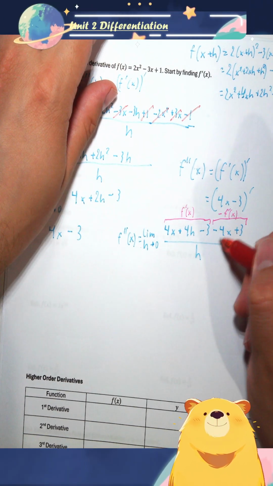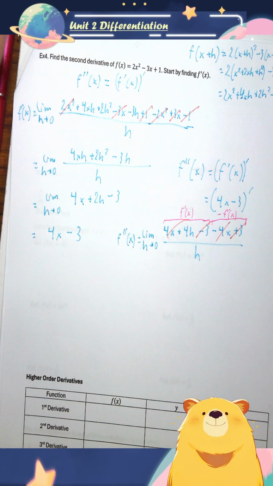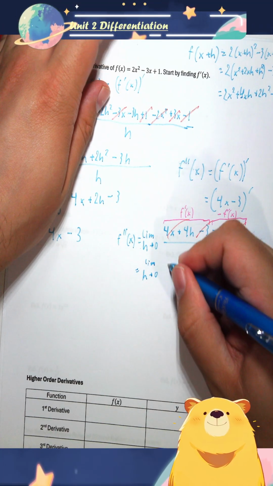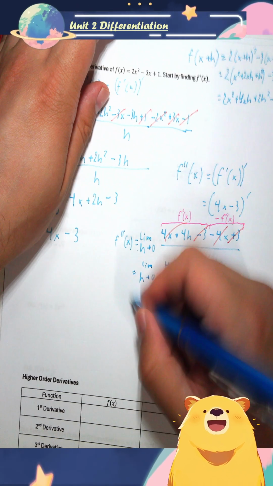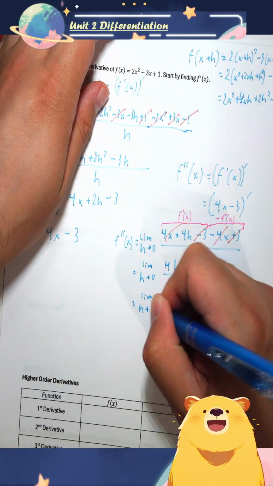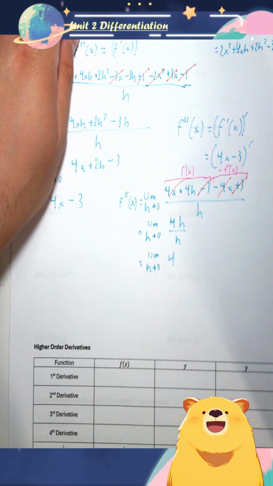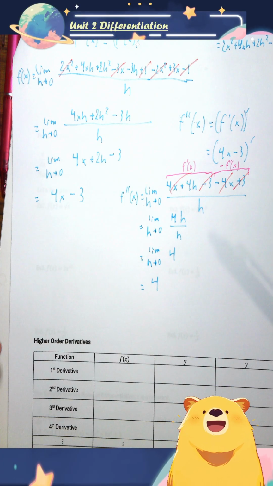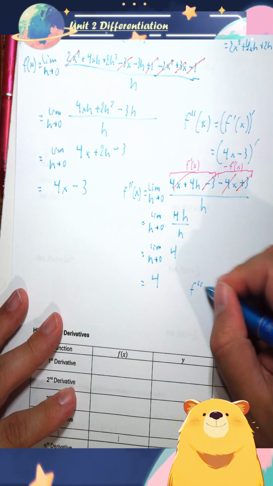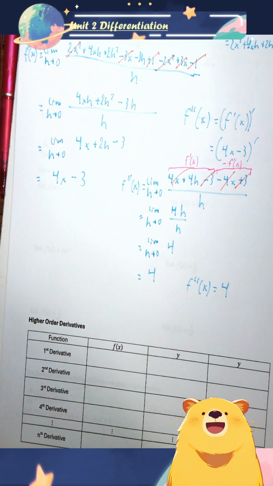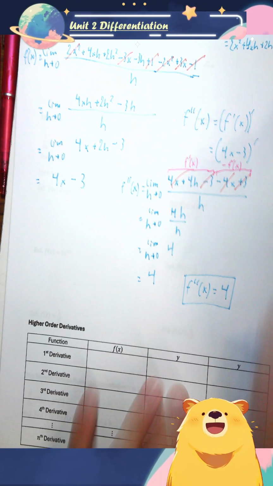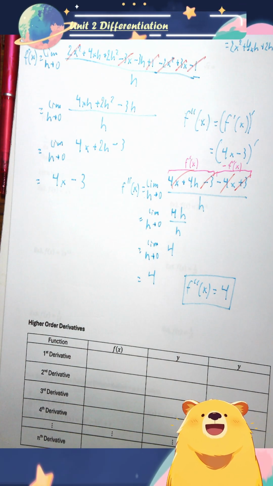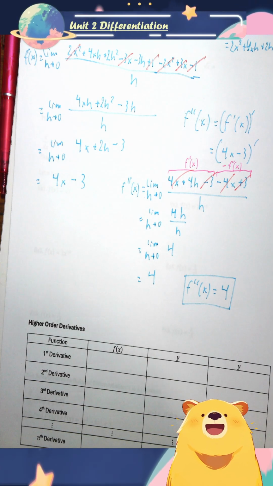We see here that these guys cancel out, and we're left with something really plain. 4h over h, the h's cancel out, and it became a constant function, so the limit is just trivial, it's 4. So the second derivative of this function is 4. Now, recall the technicality that a derivative can be a constant function. So this is goofy looking, sure, but it's not implausible. It's not out of the ordinary.